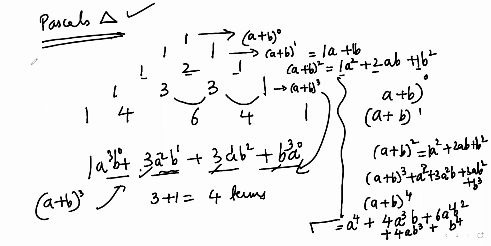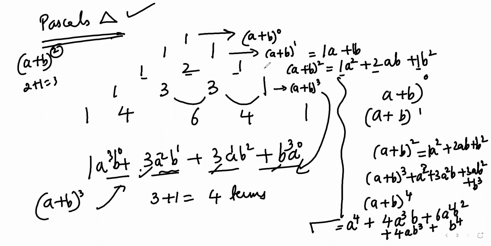Okay. (a plus b) the whole square. The index is 2. Power is 2. How many terms? 2 plus 1, which is 3, isn't it? A square plus 2ab plus b square. Just stop me if you think it's not clear, because this is something relatable. This is something that you know from algebra.